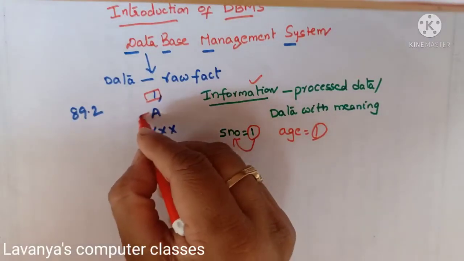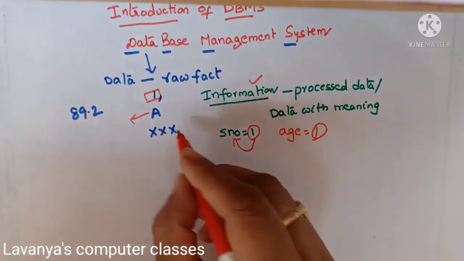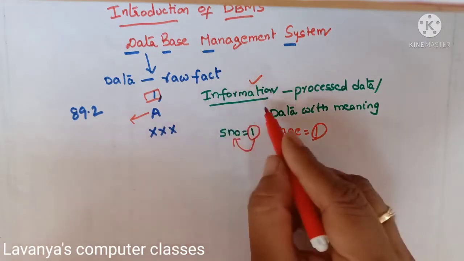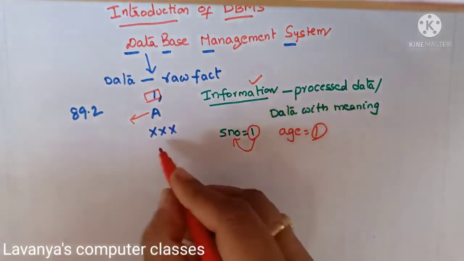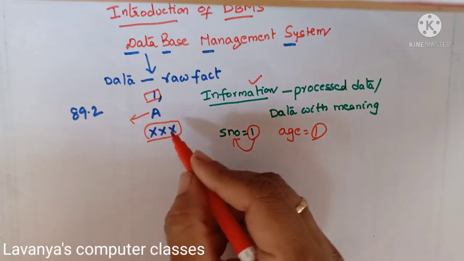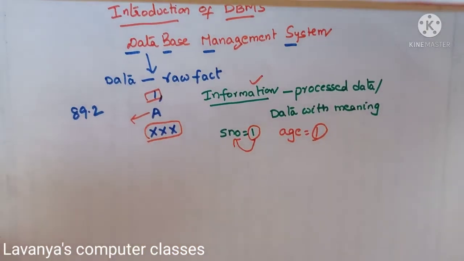Here A, what is A? A is a grade or A is a section. If we specify this is the section of one class, section A, that is called information. Triple X, what is the triple X? Any soap name or any name, whatever it is. So processed data, data with meaning, is known as information.